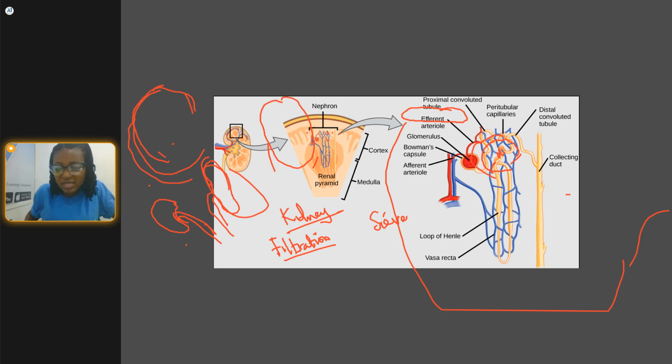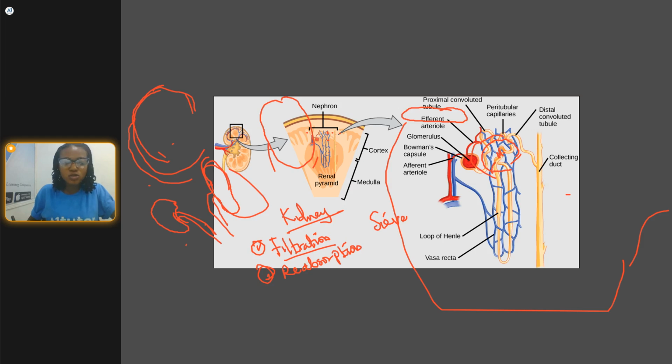You can see that it is from the Bowman's capsule that you have a long tube, and it is that long tube in brown color that you can see here. It is the Bowman's capsule that the brown tubes emanate from. Okay, so we also have something we call reabsorption. Don't forget, we are talking about the processes. Number one is filtration, two is reabsorption. We are still under kidney.